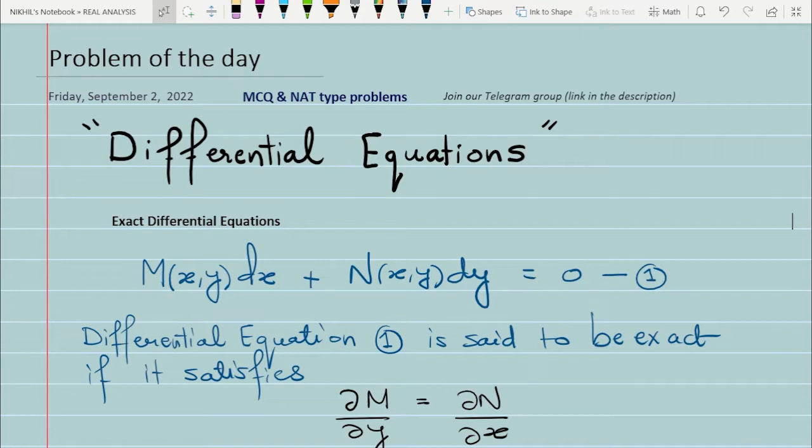From today onwards I'll be making some changes. First, I'm going to discuss a concept, and that will involve the problems for the day. Today the subject I have chosen is differential equations, and in this I'll be discussing the topic of exact differential equations, what we mean by an exact differential equation. Today's problems are of MCQ as well as NAT type, that is numerical answer type problems, and multiple choice questions, where 4 options will be there and you have to choose the correct one. So let's discuss quickly what we mean by an exact differential equation.